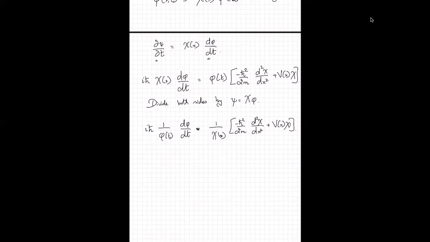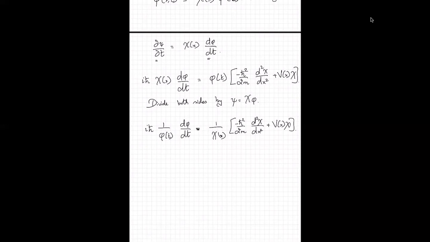There are no mixed terms, which means if I change time slightly, the left-hand side changes because it's the explicit function of time. The right-hand side does not. Now, how can that be? If this equation should be valid for all possible values of time, and I change the time and the left-hand side changes, the right-hand side should also change. But the right-hand side does not know anything about time. Similarly, if I change position, the right-hand side changes, but the left-hand side does not, because the left-hand side does not know anything about position.